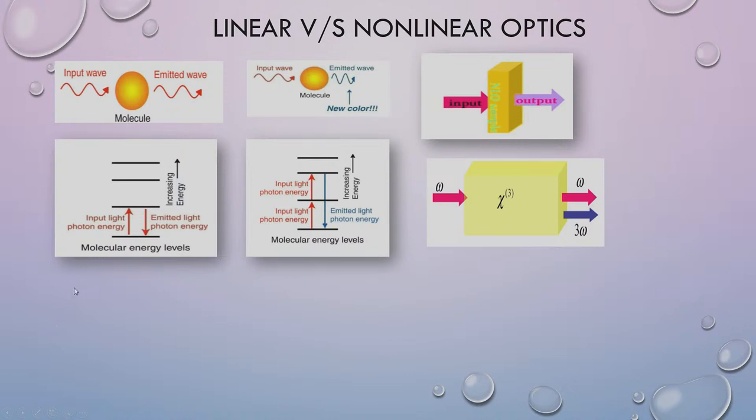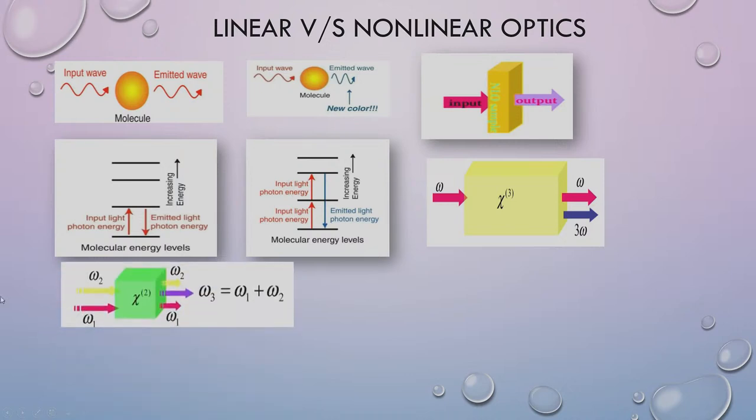This is not restricted only to the doubling of frequency. You can also check something called optical sum frequency generation. This phenomenon is called wave mixing. What we are trying to do is use omega 1 and omega 2. So when I use omega 1 and omega 2 in a nonlinear optical crystal, it will lead to the generation of omega 3, which is an addition.